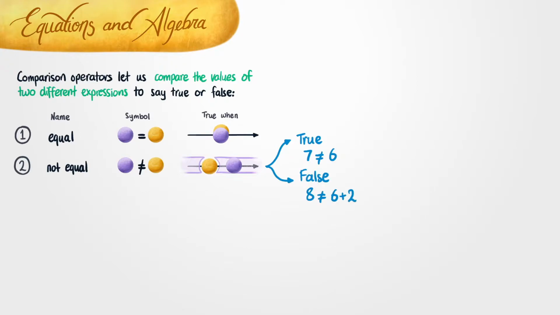Again, just to make the point clear, I've shown two examples. We can say that 7 is not equal to 6 is a true statement because 7 is not the same as 6. However, 8 is the same thing as 6 plus 2, so the statement 8 is not equal to 6 plus 2 is actually a false statement.